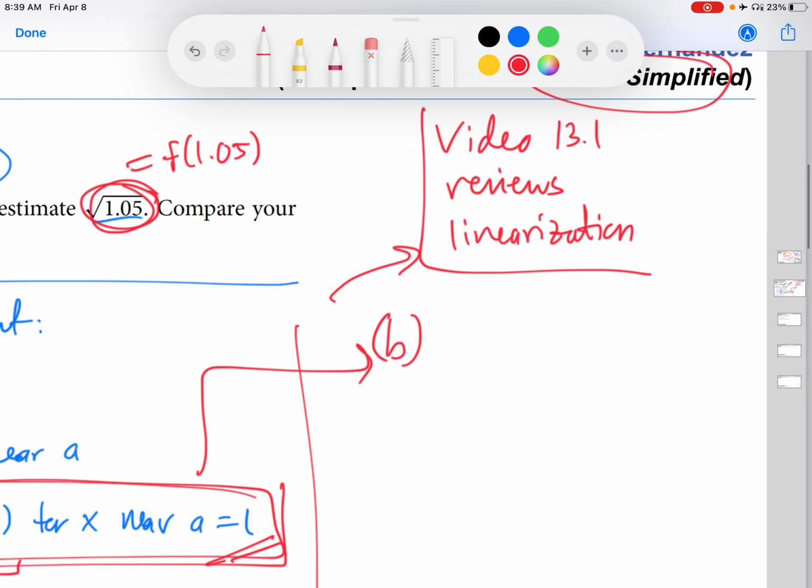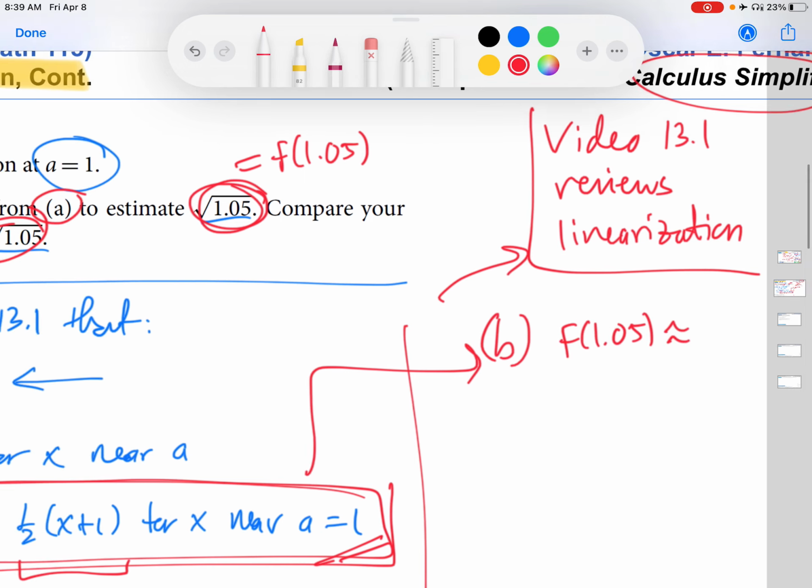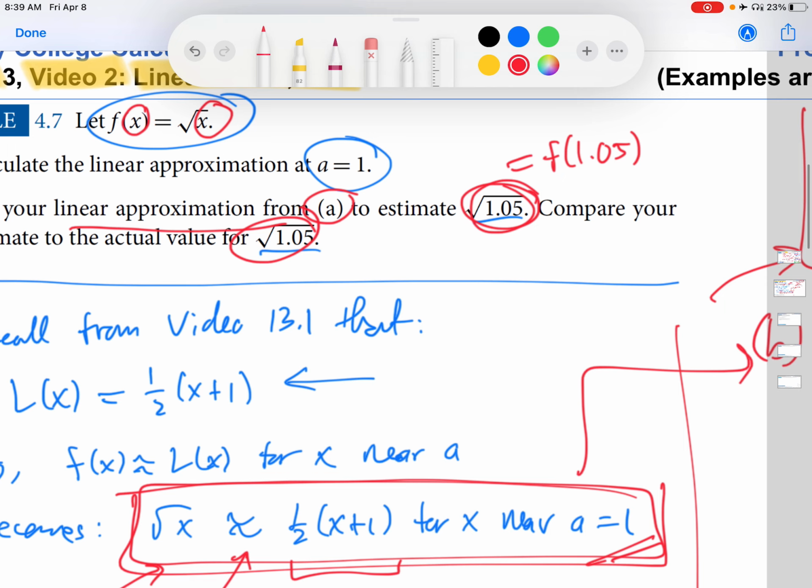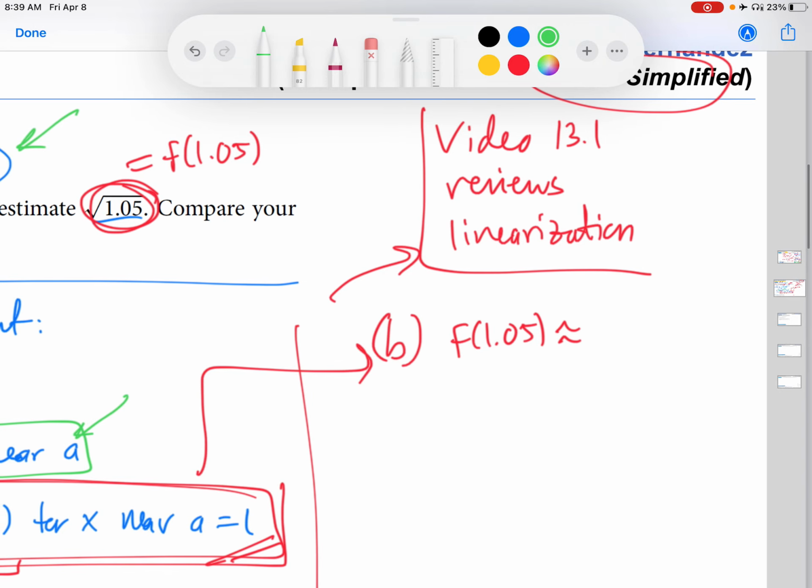What I'm about to do is something I did not do in the video before. I'm going to say f of 1.05 is approximately, and let me use a different color, I'm going to go back to this and put in 1.05 for x, 1.05 here for x, and 1.05 for x, and then use the a value, which is 1 that I'm given, just to show you a slightly different and useful way to view this. So f of 1.05 is approximately L of 1.05, for 1.05 near 1.